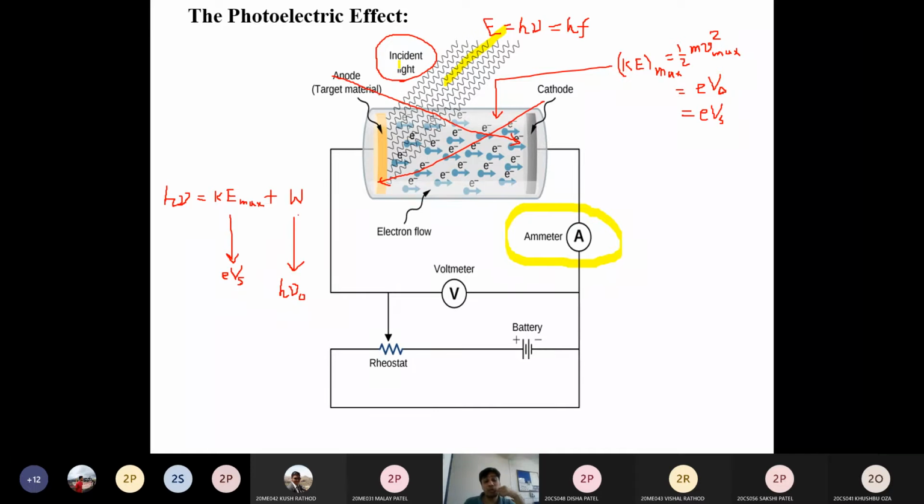So now what we need to do? We need to stop these electrons. Okay, we need to stop these electrons from coming to the other side. And for that we need to apply potential difference or voltage in the opposite direction. So how much potential difference we need to apply to stop these electrons from reaching? That voltage we need to measure.